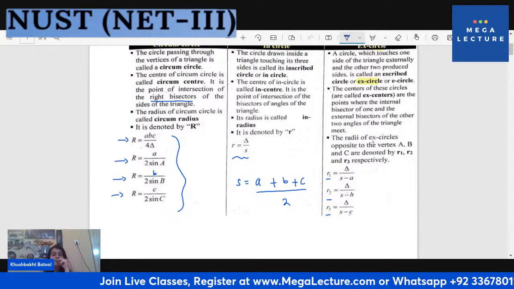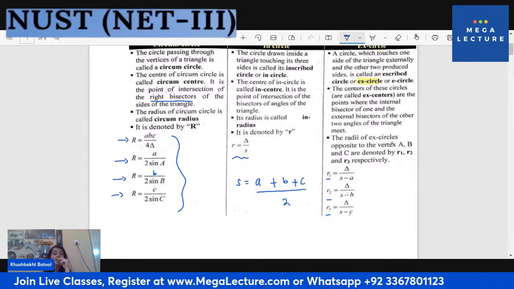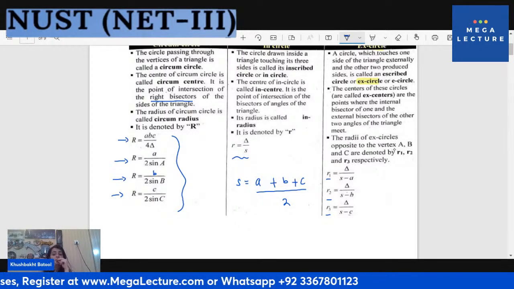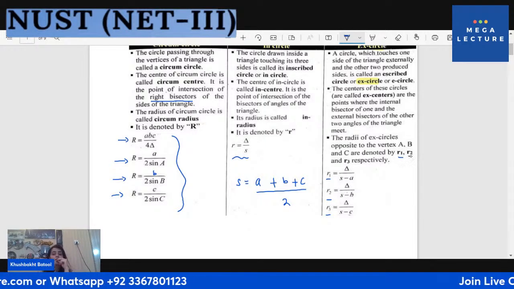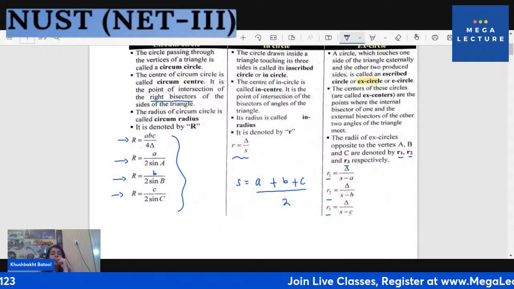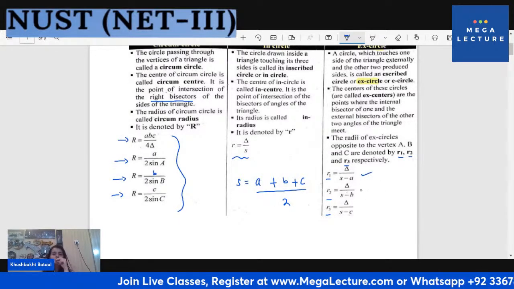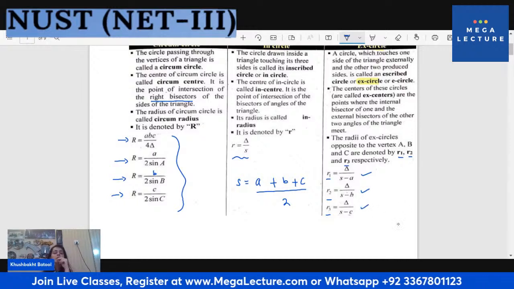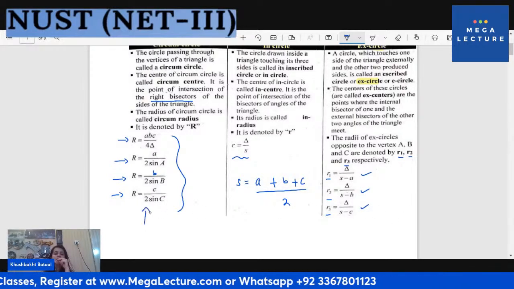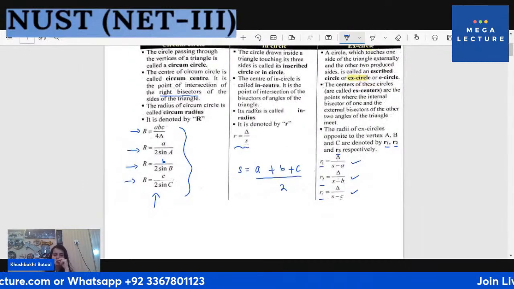The radii, because we have multiple circles, of x circles opposite to the vertices A, B, and C are denoted by R1, R2, and R3. Now, the image which we were just discussing had three circles for x circle, so these formulas would be used accordingly. But the most important formulas are basically these ones. You'll see how to use them once we talk about the question specifically, so don't worry about it.